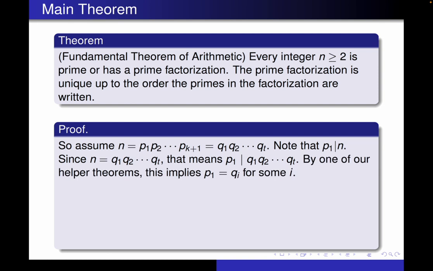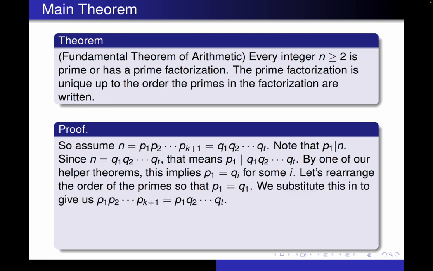By one of our little helper theorems from one of the previous slides, that means that p1 has to be equal to one of the primes in the other prime factorization. So p1 equals, say, qi for some i. So we're going to rearrange the order of the primes on the right-hand side factorization, the one with the q's, so that the qi comes first. In other words, we're going to let qi be q1, so that means that p1 is equal to q1. And if we substitute that in, that gives us p1 times p2 all the way through p(k+1) is equal to p1, which remember used to be q1, times q2 times all the way to qt.